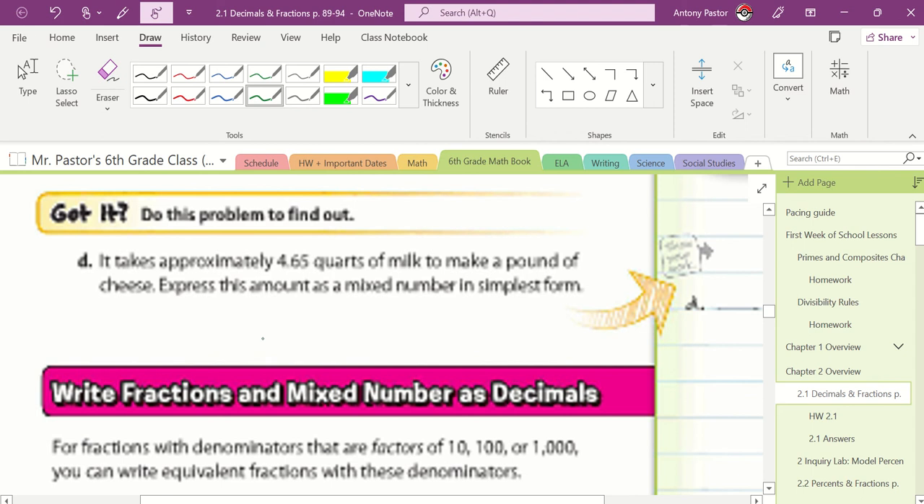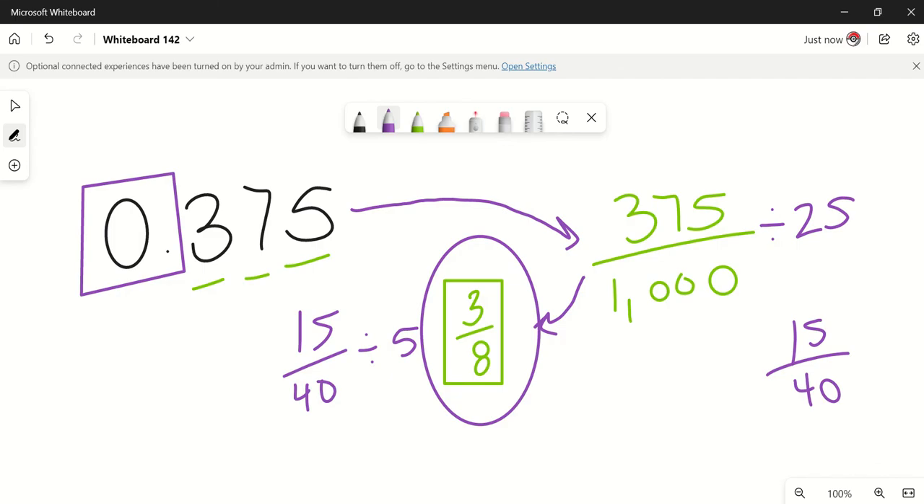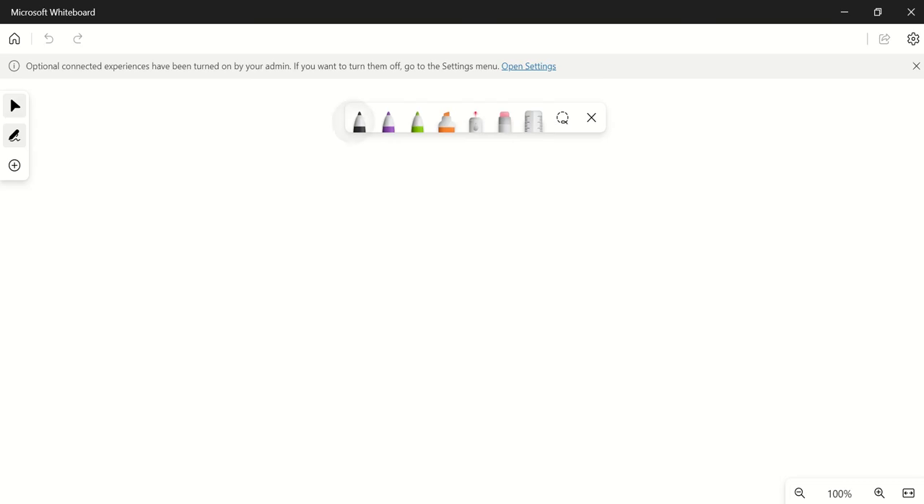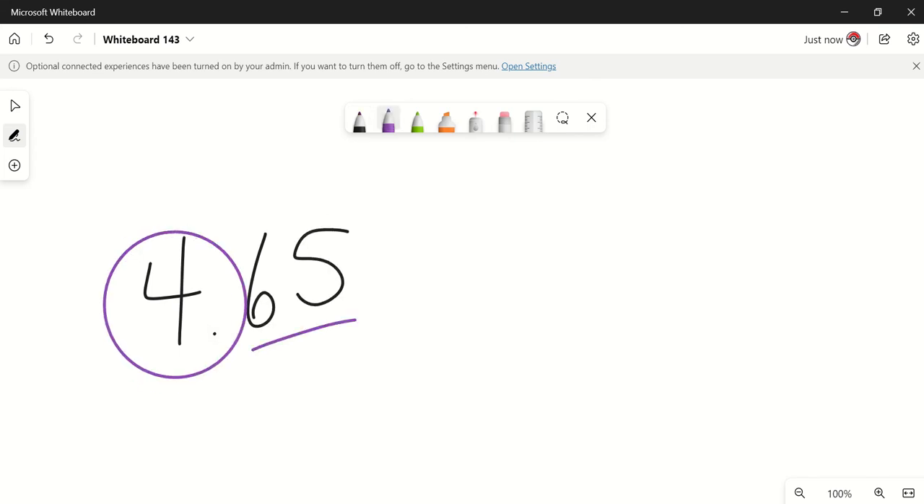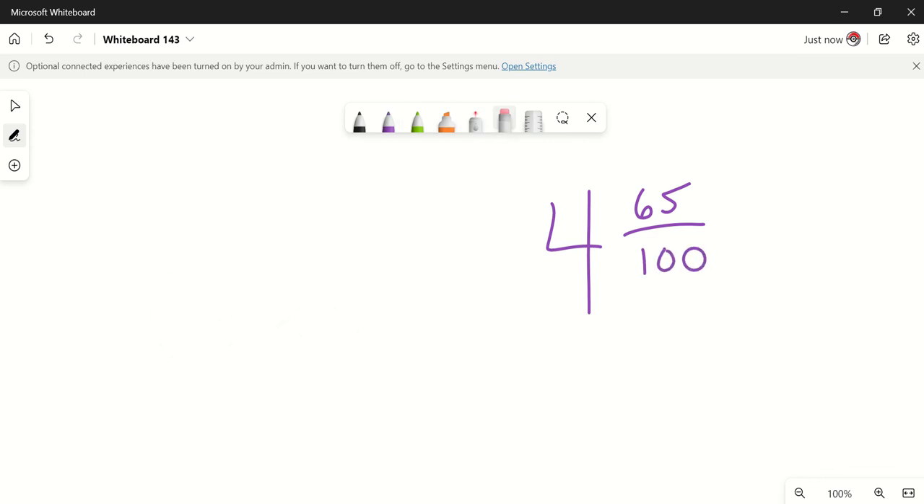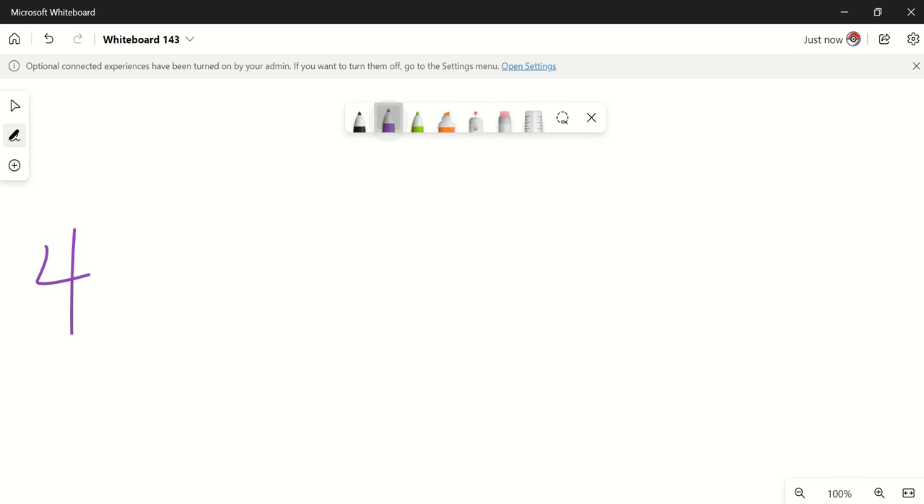It approximately takes 4.65 quarts of milk to make a pound of cheese. Express this amount as a mixed number in simplest form. 4.65. Now, when they ask us to do a mixed number, a mixed number is a whole number with a decimal, which is what we have here, 4.65. So we know this is going to be 4, and the 65 is going to go over the place value of tenths, hundredths. Now, when we simplify, our whole number stays the same no matter what. So I'm going to put this 4 over here, and I'm going to work on just the 65 over 100.